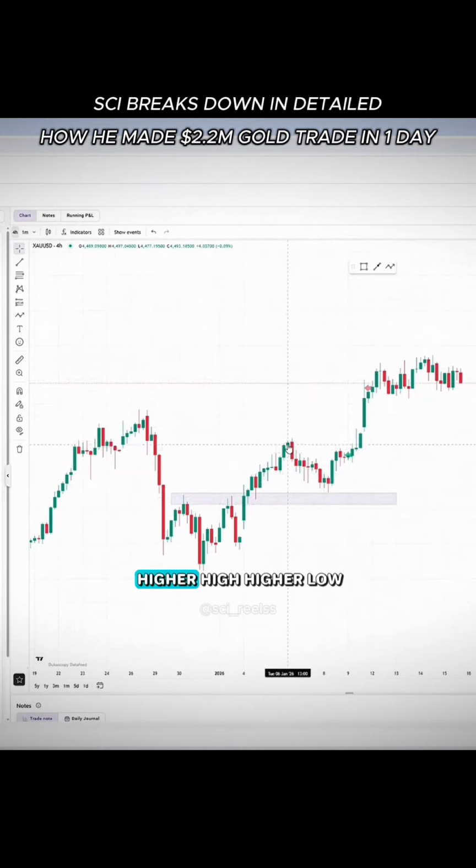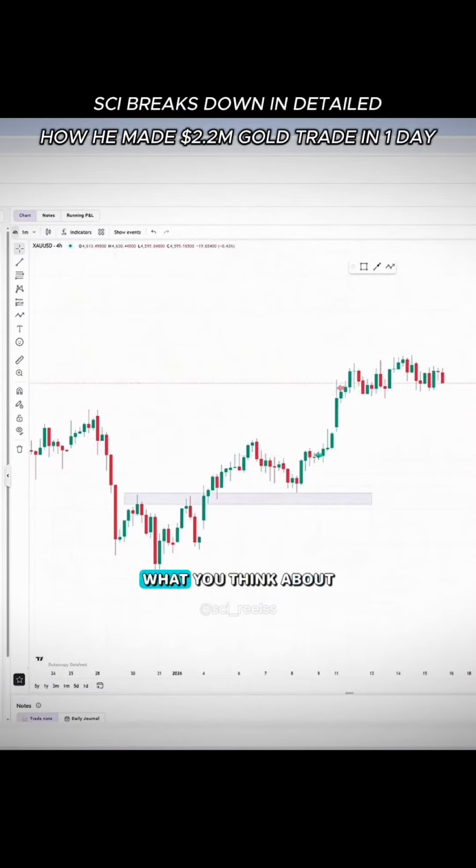You have to remember higher high, higher low, higher high. Stop thinking of it just as indication, correction, continuation. That's the way you're going to learn how to find the price action, but don't make that solely what you think about all the time.